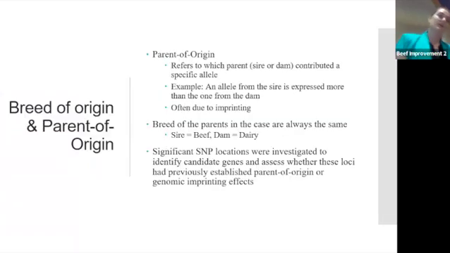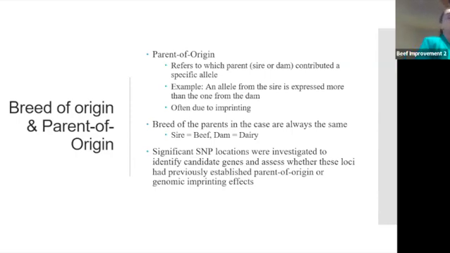As I said, I do need to specify this. Parent of origin has to do with genomic imprinting. There are certain genes throughout the genome that are only paternally expressed or maternally expressed. The best way to differentiate and identify those is to have reciprocal crosses, so I would have a dairy sire beef dam and a beef sire dairy dam. I only have one directionality of those.